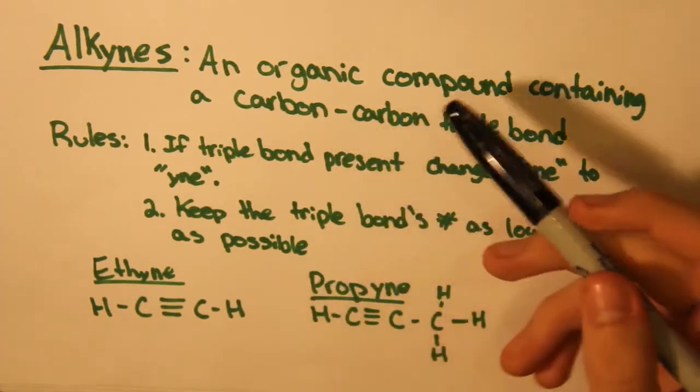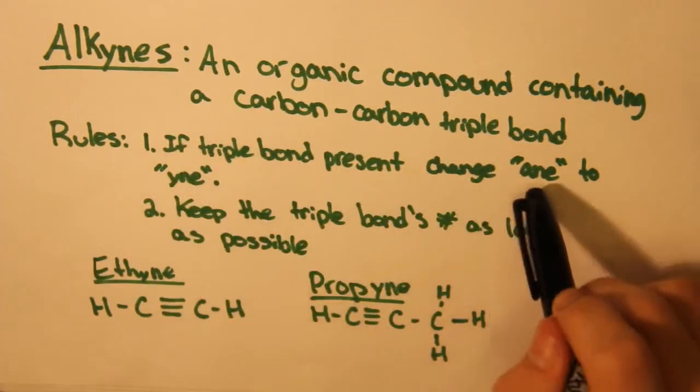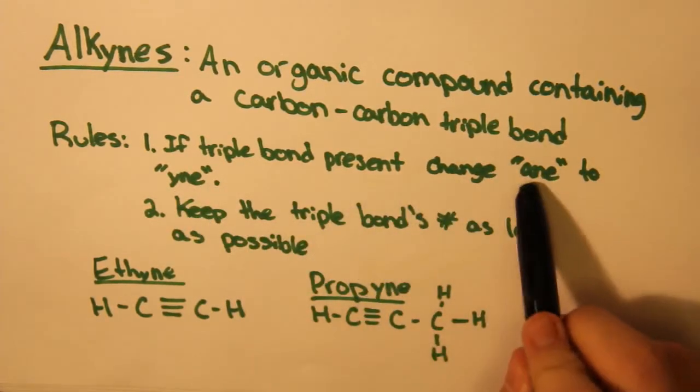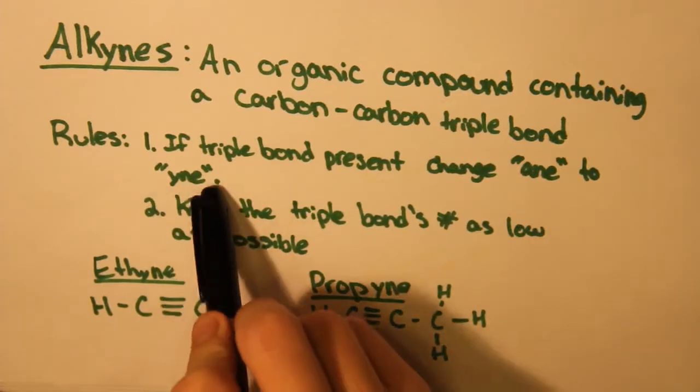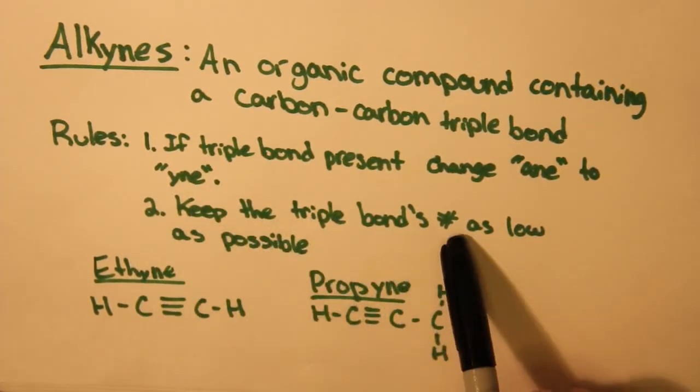So the rules for writing these out or drawing them out are: if a triple bond is present, you must change the "ane" to "yne", which means ane to yne. The second rule is to keep the triple bond's number as low as possible.